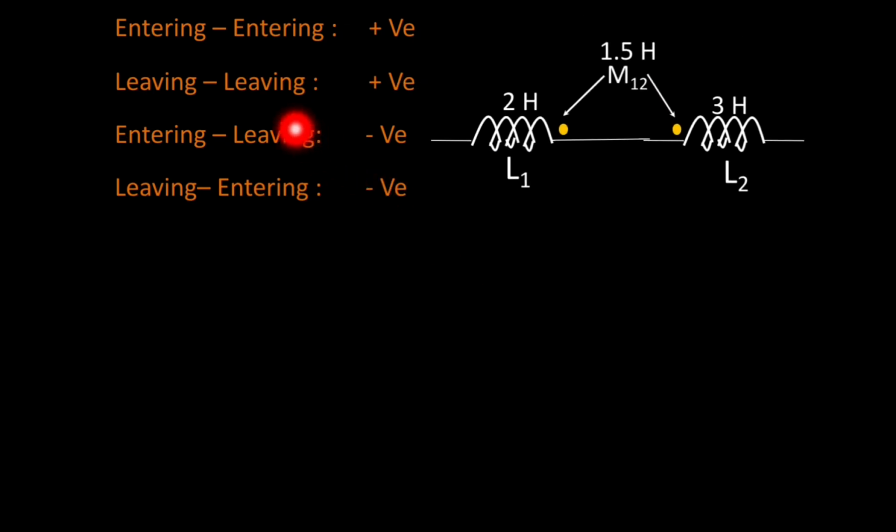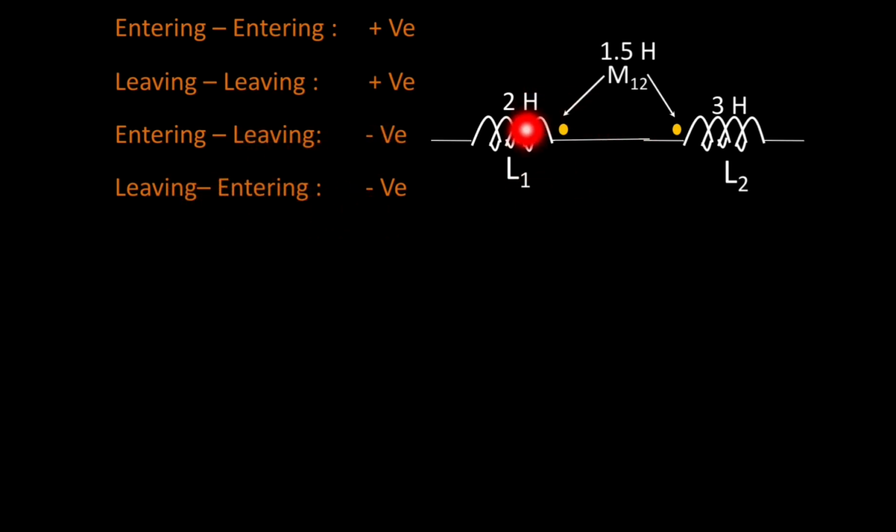So if the currents in both the coils are entering in the dots, then these two induced EMFs are positive. If the currents in both the dots are leaving and leaving, then again it is positive. If entering and leaving in the dots, then it is negative, and if leaving and entering in the dots, then it is again negative. So we have to remember that entering-entering is positive, leaving-leaving is positive, entering-leaving is negative, and leaving-entering is negative.